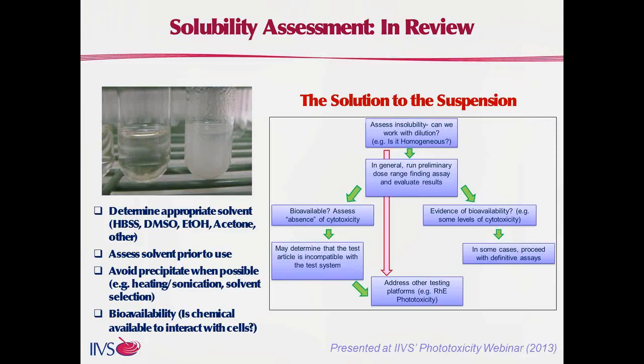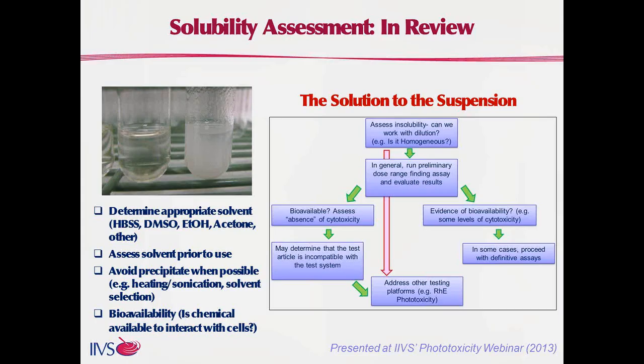Now that I've covered the OECD test guideline discussions in dealing with solubility, I'd like to share some of our standard approaches. This was initially presented in our 2013 webinar. In general, when we deal with solubility, the first step is to determine the most appropriate solvent with our test article. We might also look into what additional measures might be needed, for example, heating and sonication. Our standard solvents include HBSS, DMSO, ethanol, and acetone, with DMSO, ethanol, and acetone being the intermediate solvents.